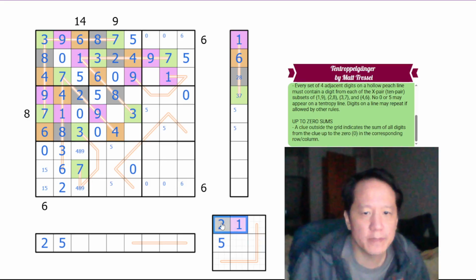Pink and medium cannot be either of these. So it's either green or orange. So we have green or orange that we're missing, and green or orange that we're missing there. This has to be the other green or orange that we're missing.